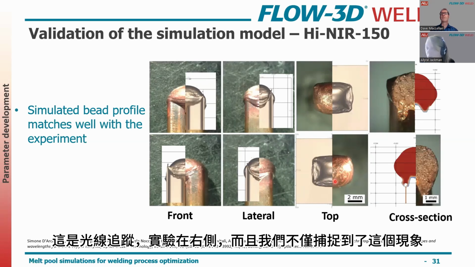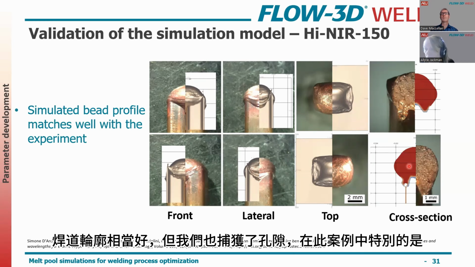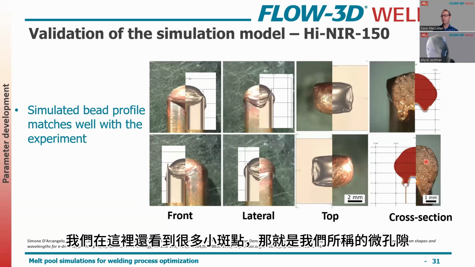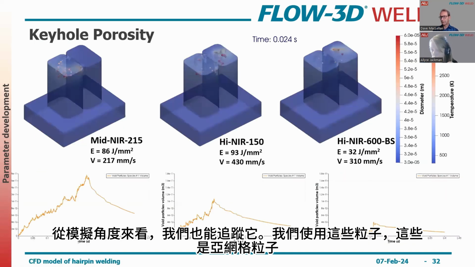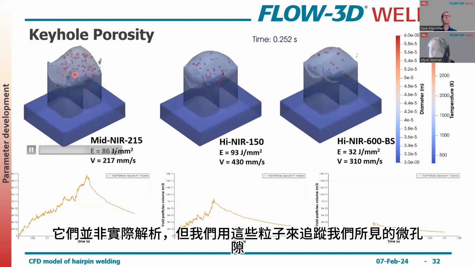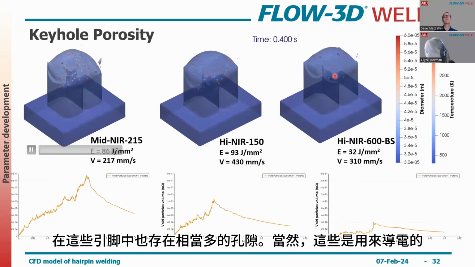And then not only did we capture that bead profile quite well, but we also captured the porosity. So in this case specifically, there was a big pore that formed right here at the base of the joint, which we captured. And then we also see a lot of little speckles in here, and that's what we would call microporosity from this simulation standpoint. And we can track that as well. So we use these particles. These are subgrids. They're not actually resolved, but we use these particles to track the microporosity, which we see there's quite a lot of in these hairpins as well.